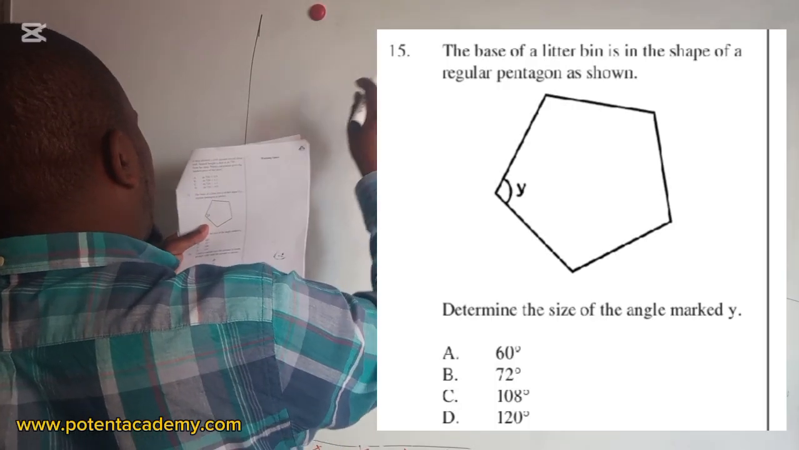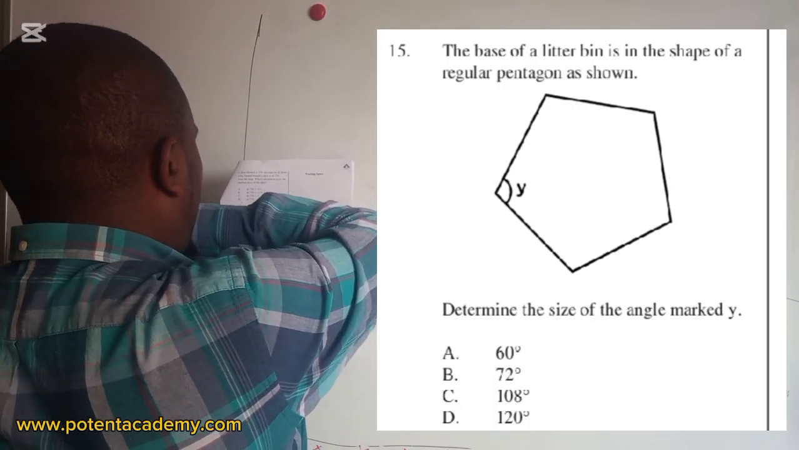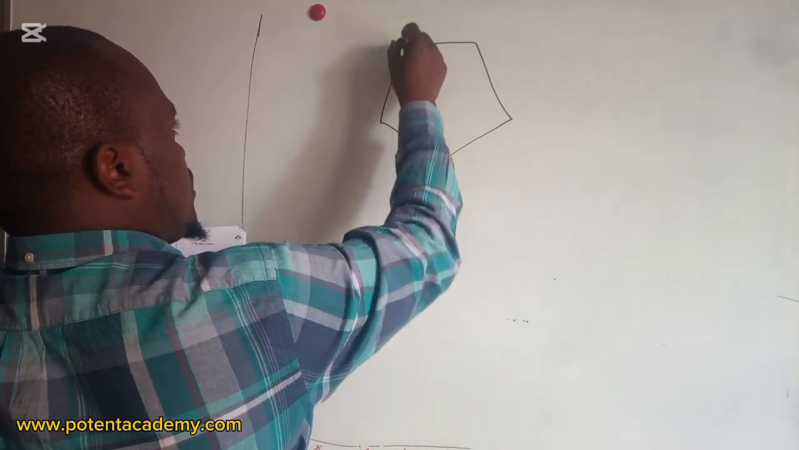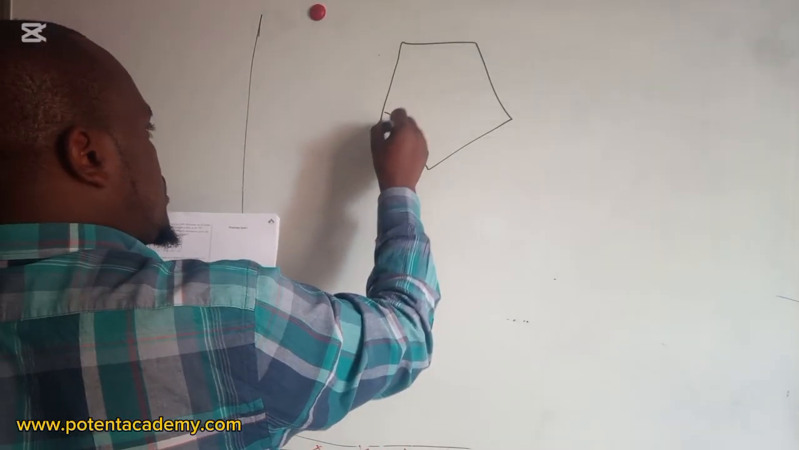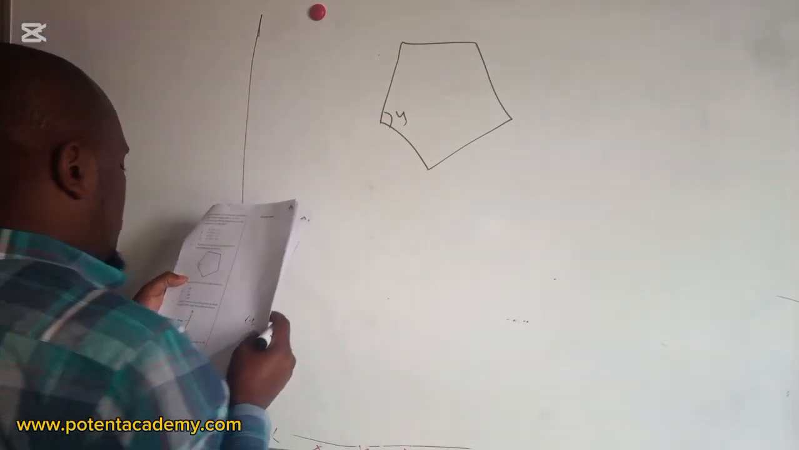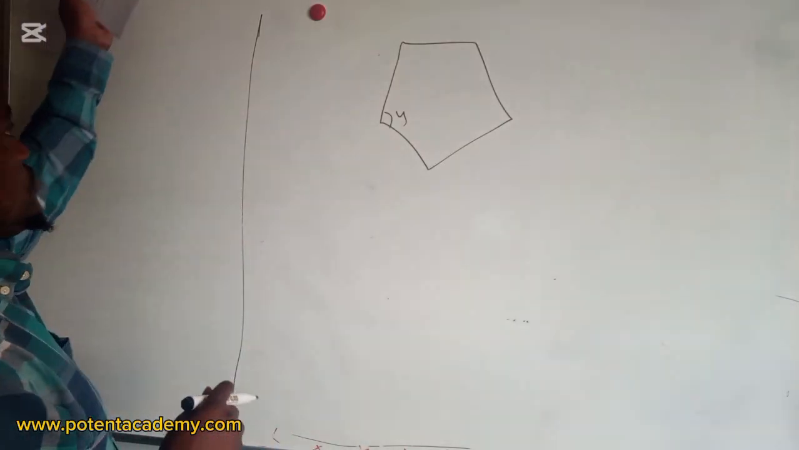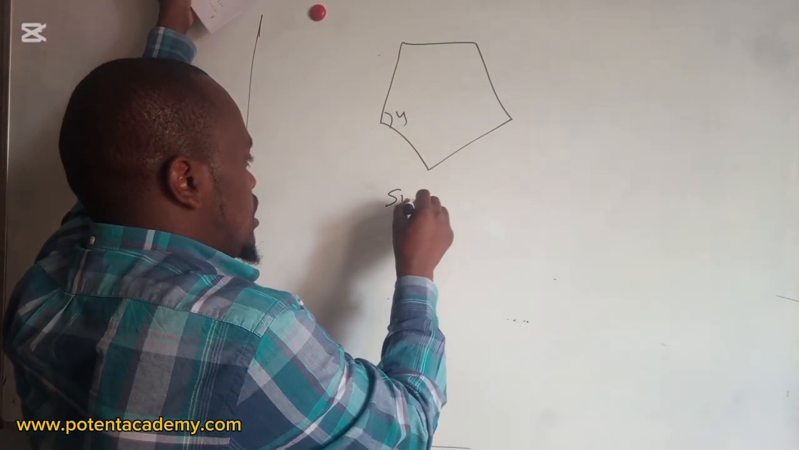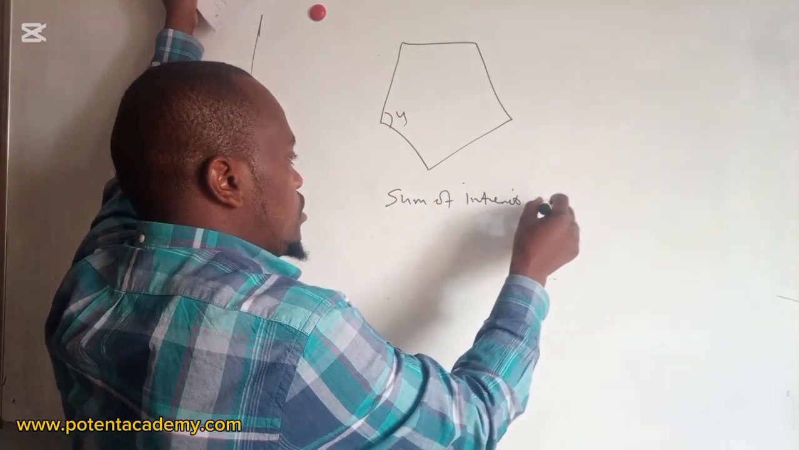Now, the base of a litter bin is in the shape of a regular pentagon. So this has 5 sides, and you are asked for this value. Determine the size of the angle marked Y. So to get this, you need to find the sum of interior angles.